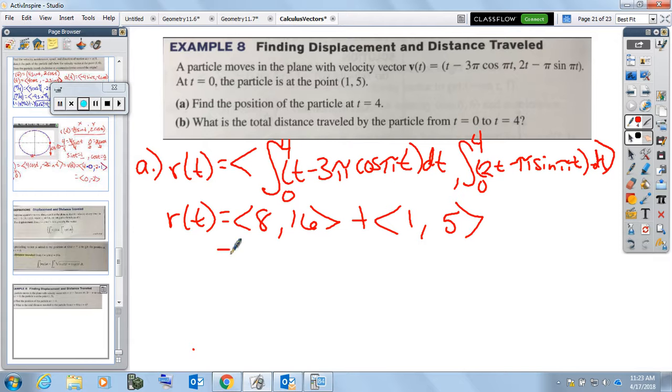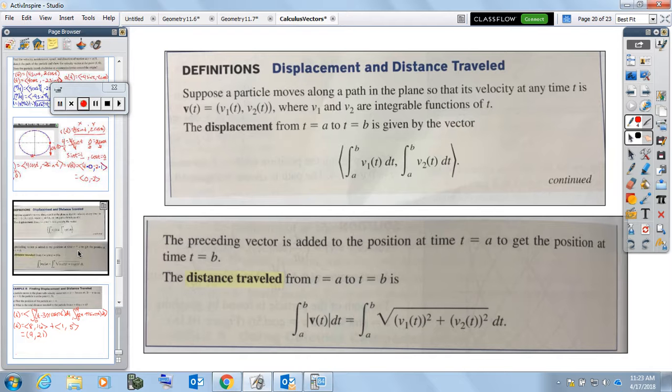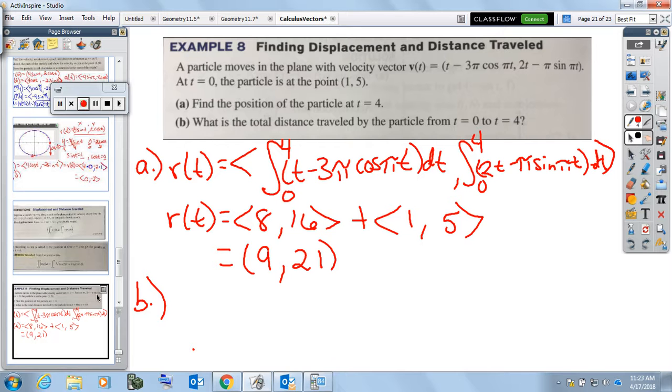And so we can see here that 8 plus 1 is going to be 9. So it'll be at the point (9, 21). And again, I can put it in parentheses because this is a position function. So what about part B, where it asks what's the total distance? Well, remember what we said in the above slide, that distance traveled is the integral of the magnitude of velocity. So the magnitude of velocity, so really it's the integral of speed that we're trying to find.